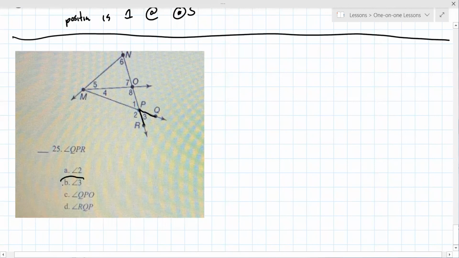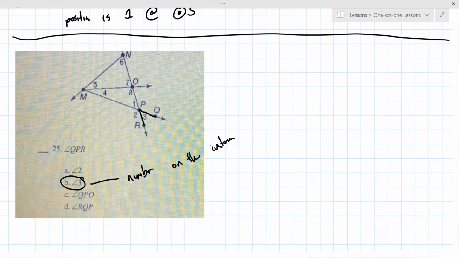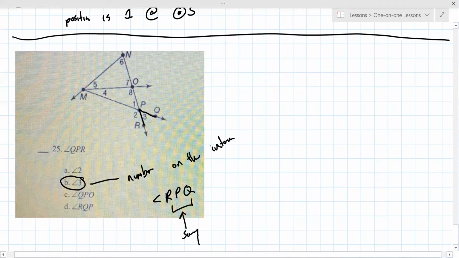Obviously, angle 3 is good. Angle 3 is that angle. The reason it's not angle 2 or angle 1 is because the number has to be on the interior of the angle. Now there are other possibilities. The Q to P to R could also be R to P to Q. That's where you just swap the first and the last letter. But I'm not seeing that there.